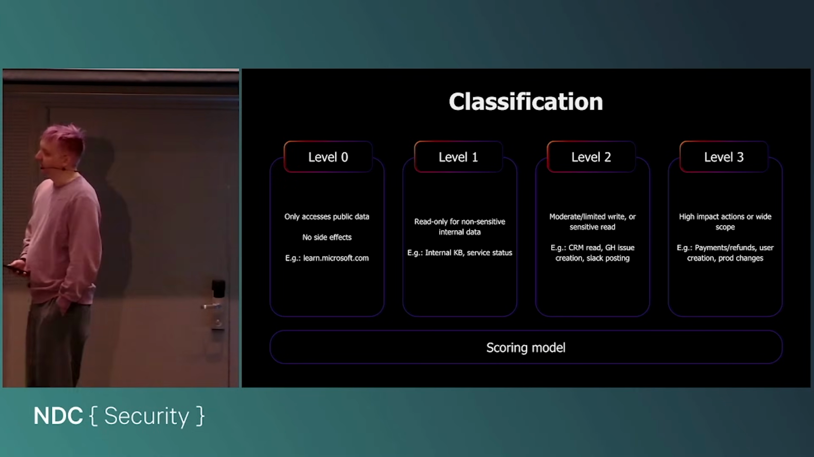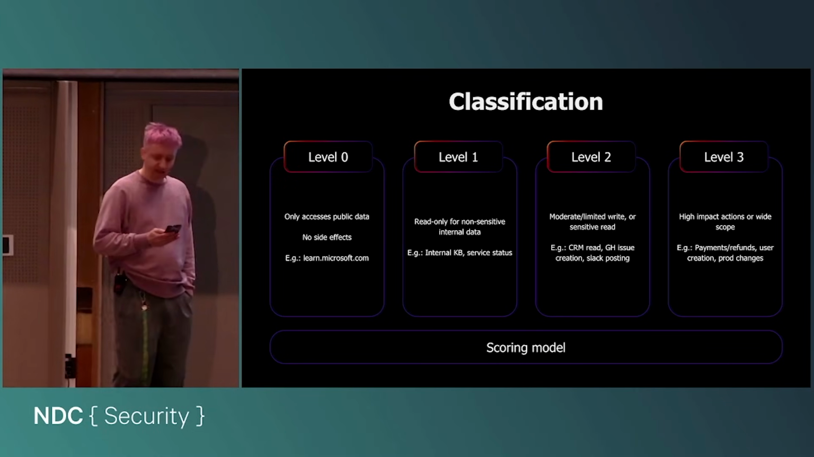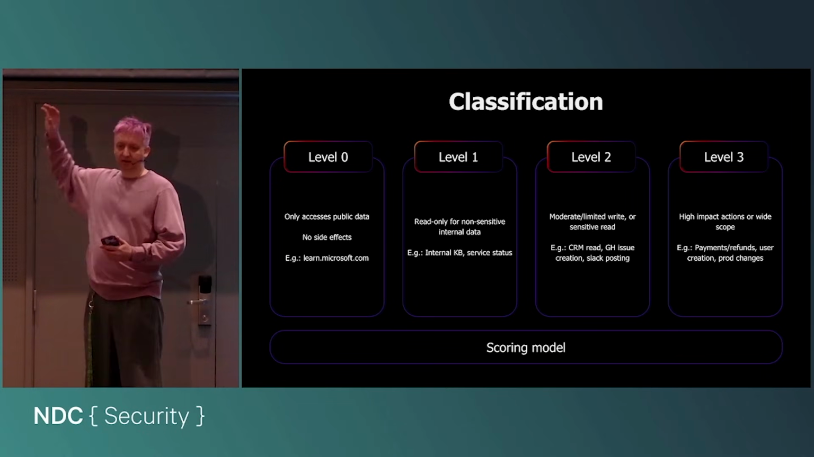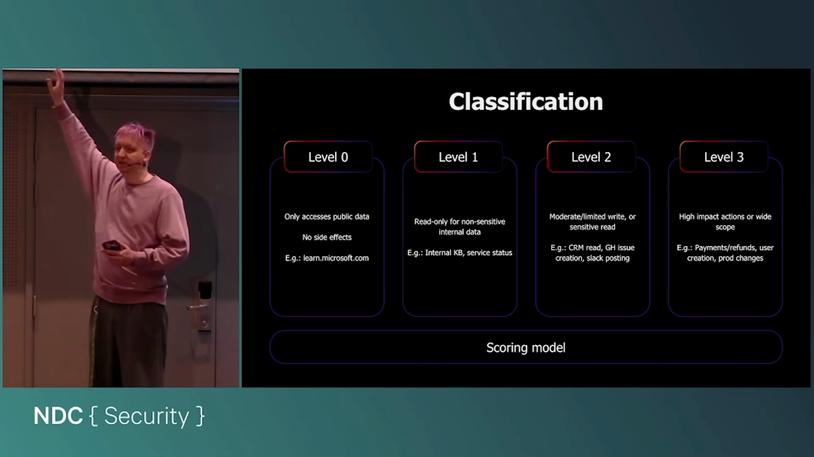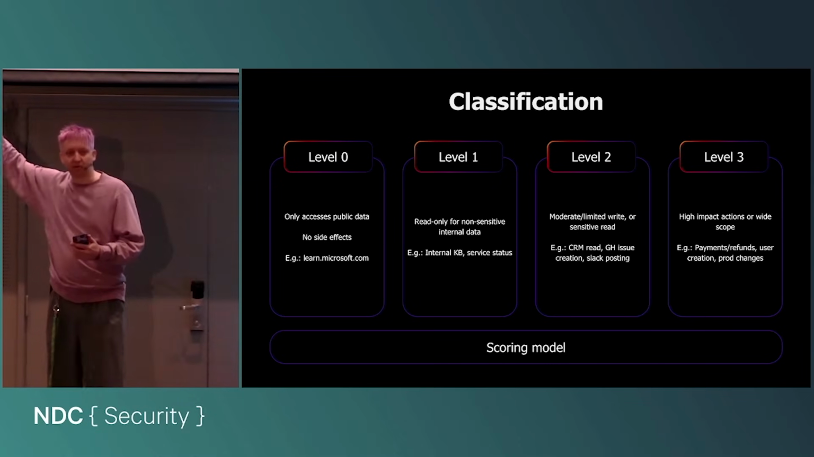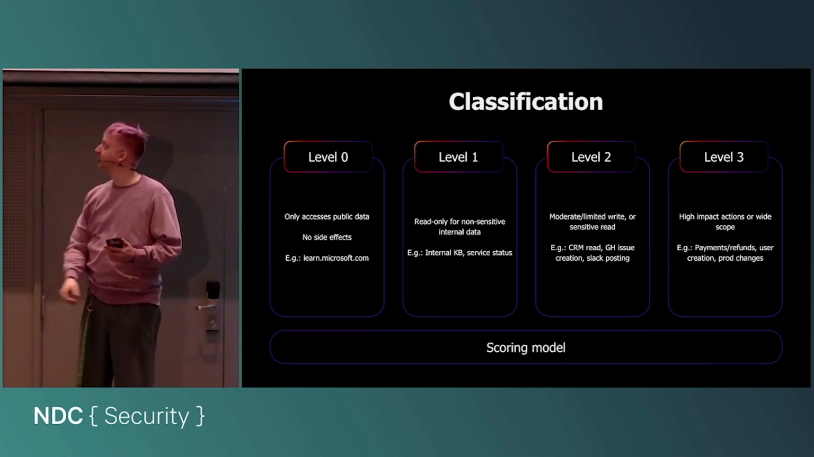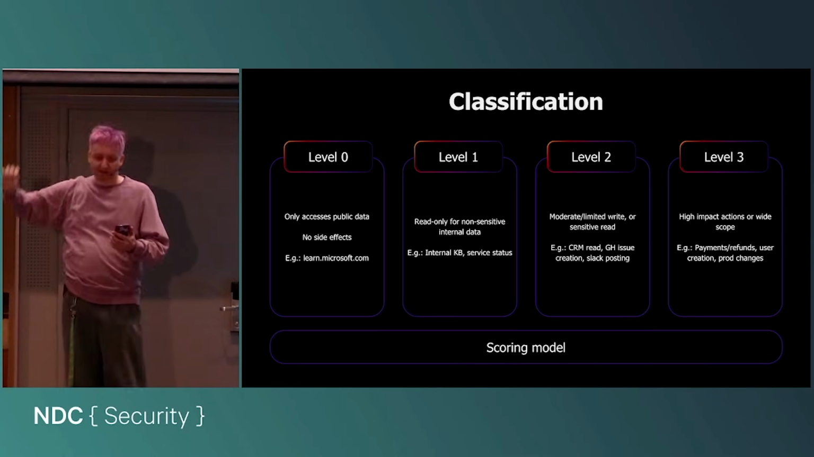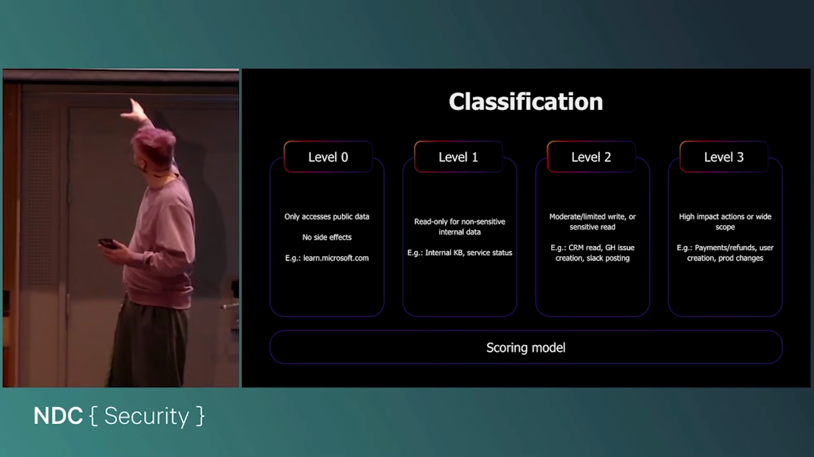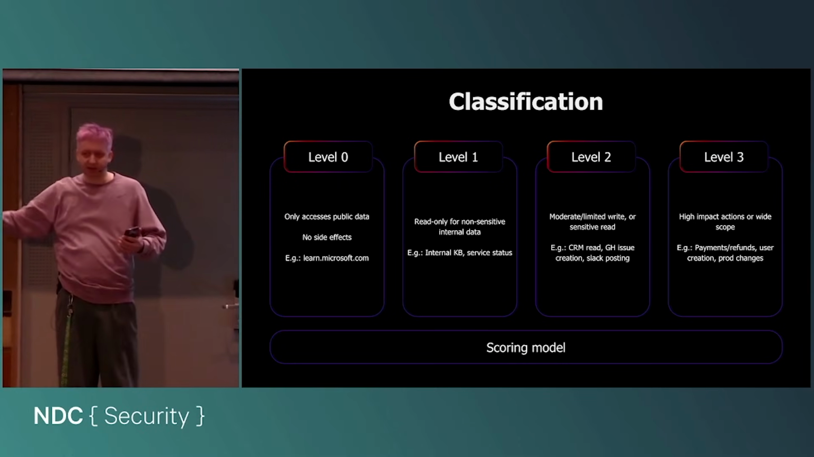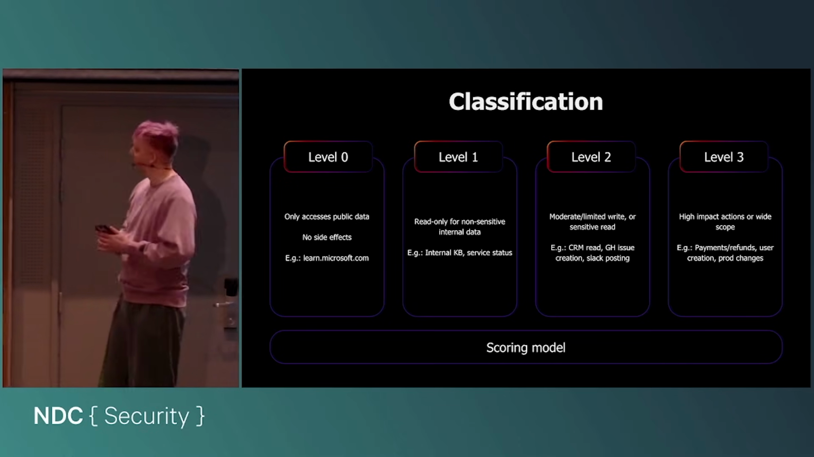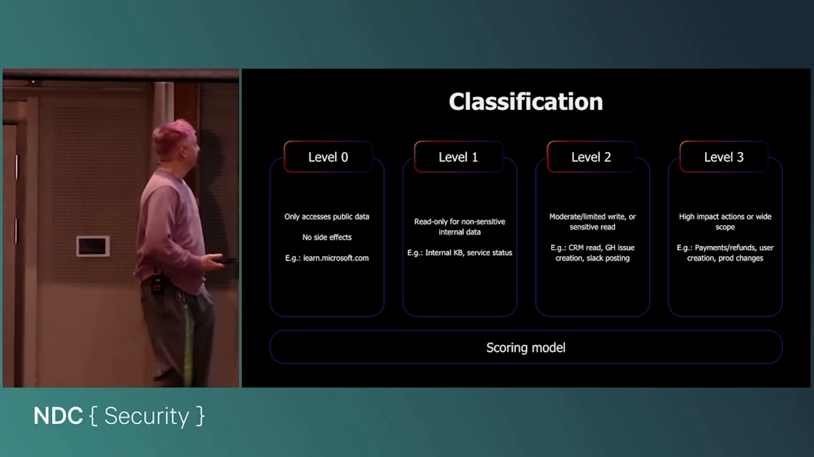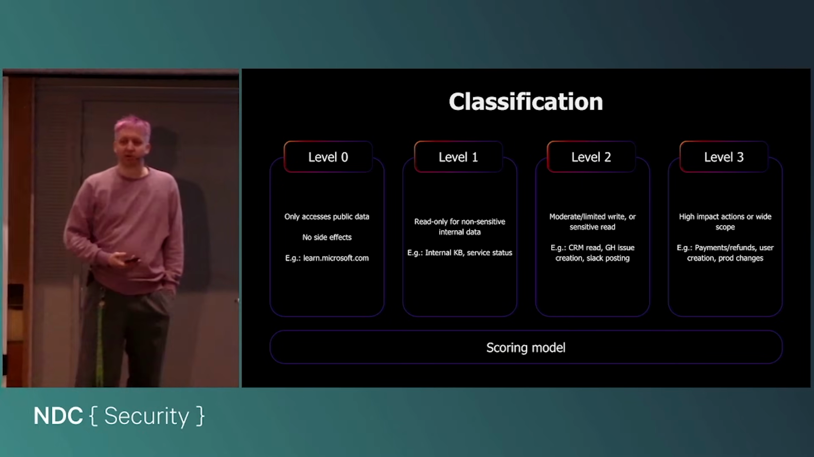So it can be a good idea to create a classification model. This is just an example. You have the publicly accessible MCPs, which don't have any read access to your internal data. They don't have any write access. You have your level 1s, where you can read your internal data. You still don't have any write. You have level 2, which has a moderate read-write, and the last level, which should maybe not be accessible through MCP servers at all, has the opportunity to make production changes.